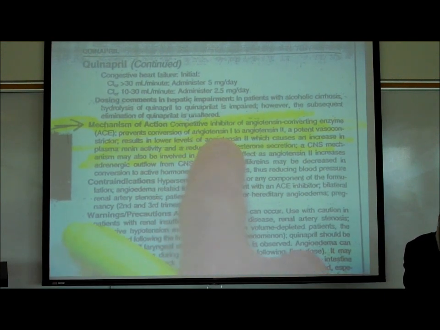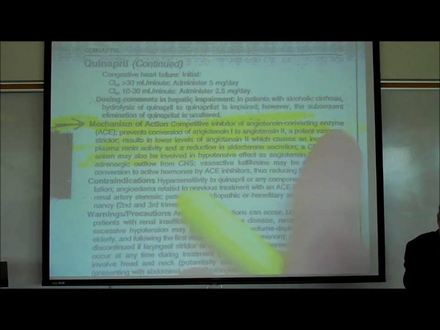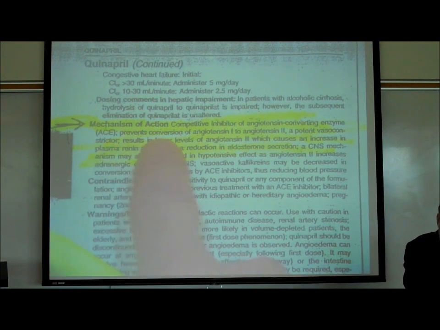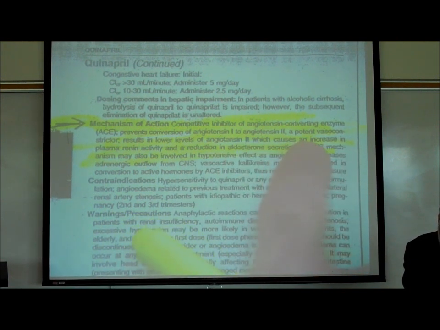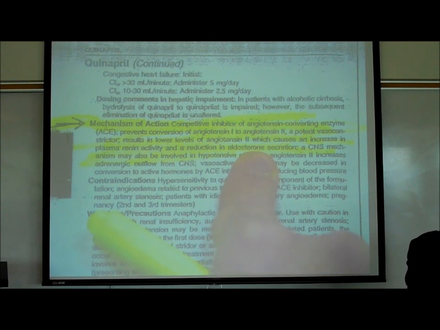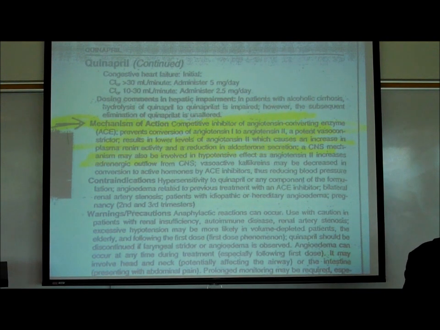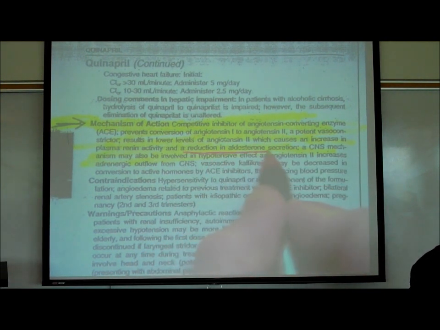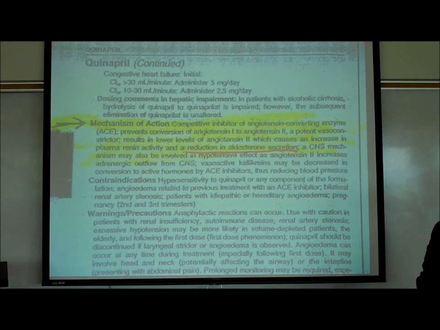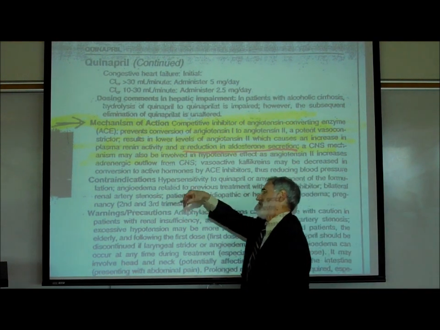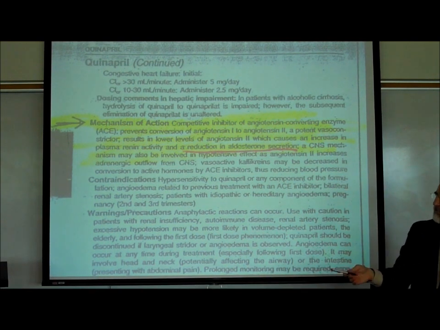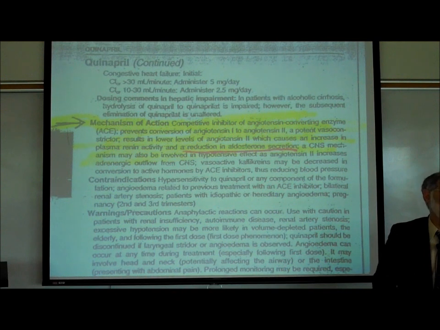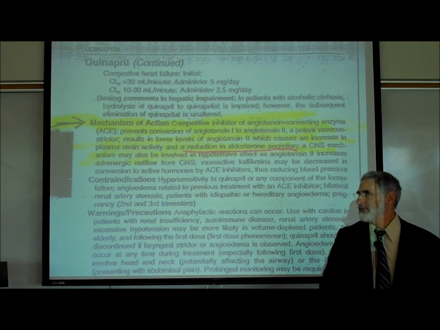It competitively inhibits the angiotensin-converting enzyme, or ACE, preventing the conversion of angiotensin 1 to angiotensin 2. Now, it talks about some other things that angiotensin 2 does, because angiotensin 2, which I'm not asking you to know, also constricts blood vessels. But you'll notice it also says, just a little bit below that, that there's a reduction in aldosterone secretion. Because if you prevent the conversion of angiotensin 1 into angiotensin 2, there's less stimulation of the adrenal cortex to secrete aldosterone. This is a very widely used class of drugs. You've seen this, right?